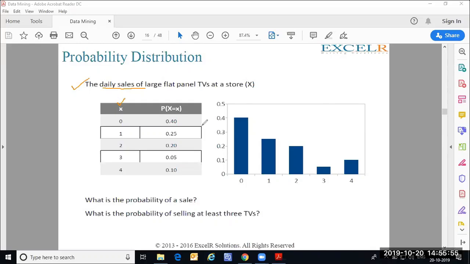right? Now, can you tell me what is the probability of a sale? 0.6. Sure. Everybody? Online folks? What is the probability of a sale?